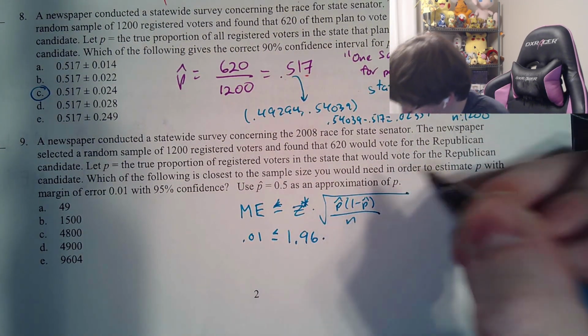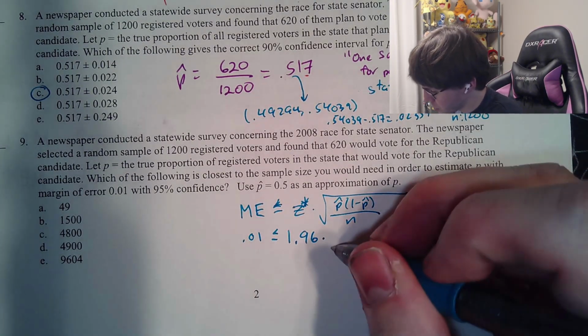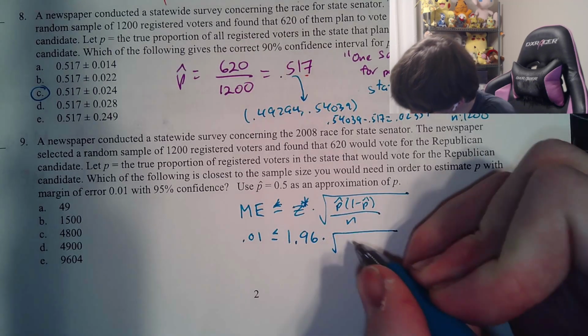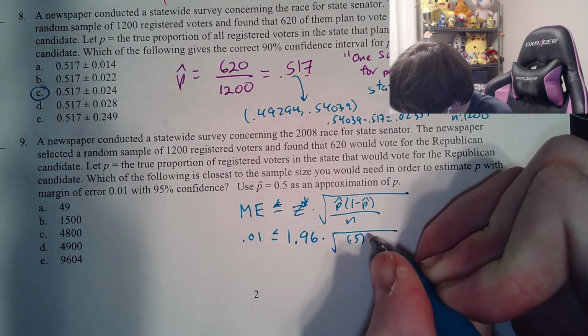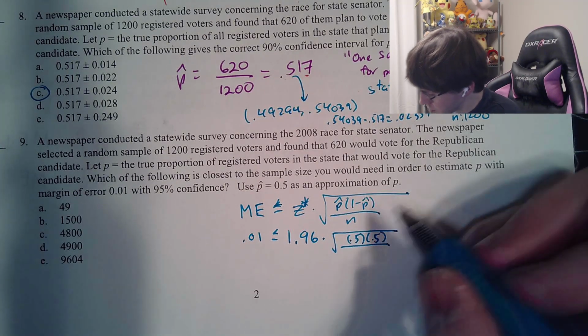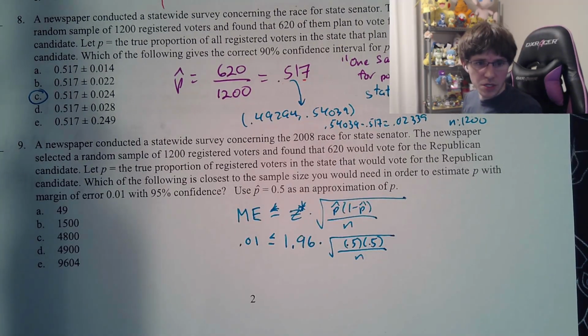1.96 multiplied by, and now we have to do our big huge square root. It did say in the question to use p hat as 0.5 as approximation of p, so 0.5 times 0.5 divided, because it's 1 minus 0.5, divided by n. And that's what you're trying to figure out, is this guy.